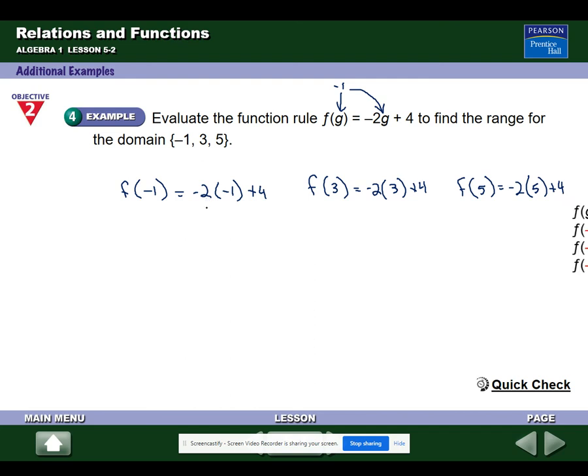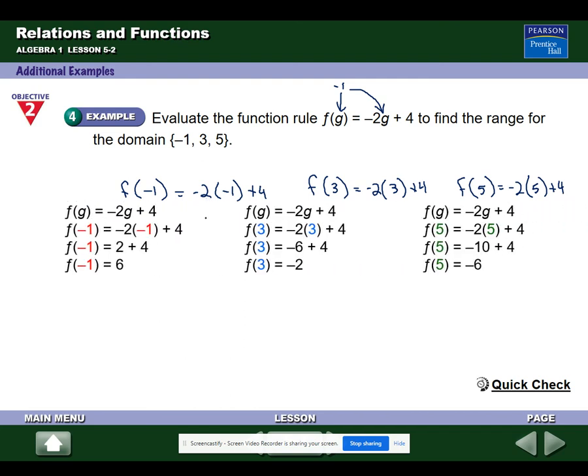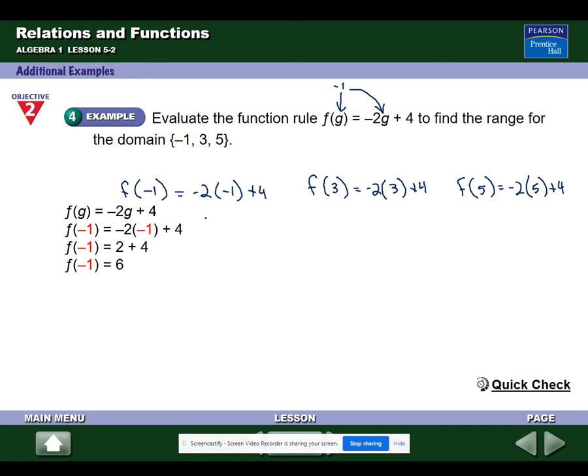And quickly do the math here. Look at how much work they're going to show here. Do you need 4 lines of work for each one of these? If you do, that's fine. You probably don't, though. This is 2 plus 4 is 6. This is negative 6 plus 4 is negative 2. This is negative 10 plus 4 would be negative 6.